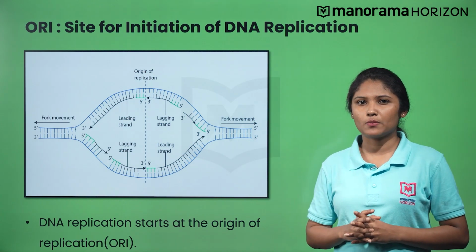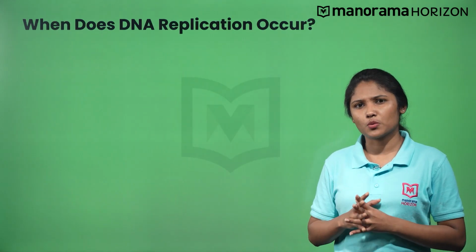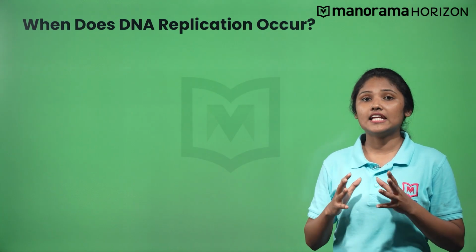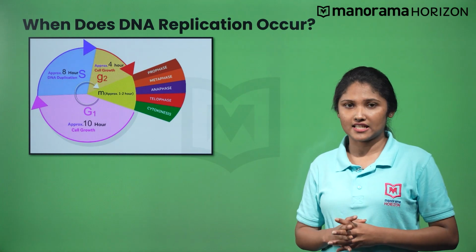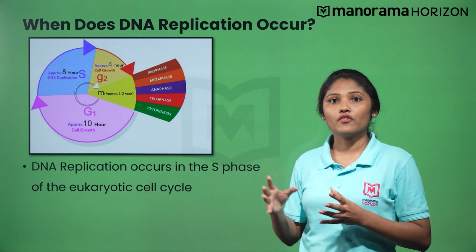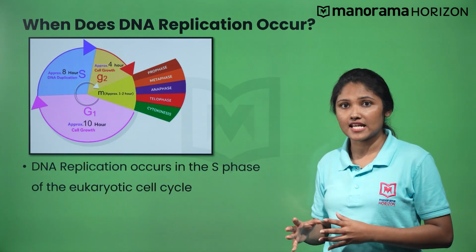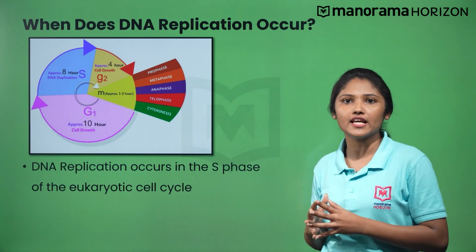We will not discuss the vectors here. You might ask a question here. When does the DNA replication occur? Recall the phases of the eukaryotic cell cycle. The S phase of the interphase of the eukaryotic cell cycle includes the replication of DNA.